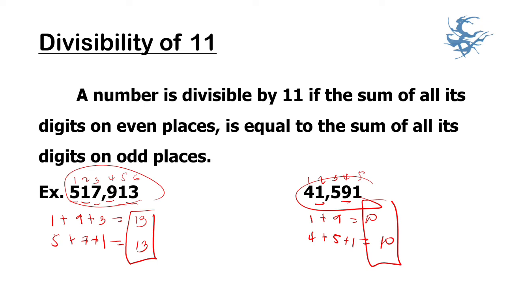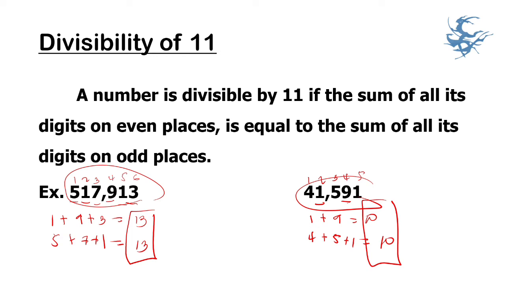Okay, so you don't need to worry if the number of digits is uneven. Like this one, the digits in the even places are only 2, but the digits in the odd places are 3. It doesn't matter, okay? As long as their sums are equal, then it is divisible by 11.